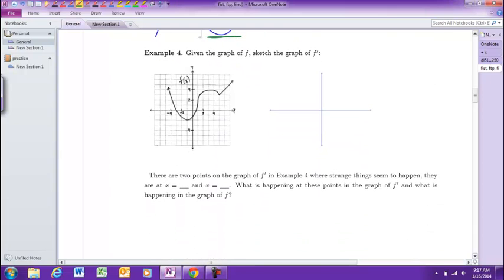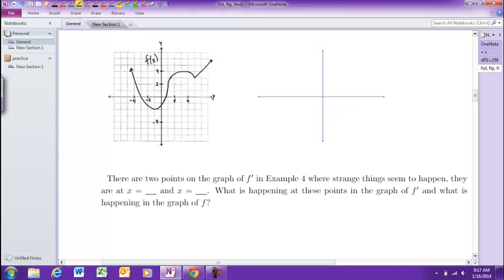All right, now example 4. It says, given the graph of f, sketch the graph of f prime. I'm going to make this a little bit larger for us. The idea here is that there are a lot of correct answers. I'm going to start by putting in some x values here that correspond to what I've got over there. So -4, -2, here's 1, 2, 3, 4, 5, 6, 7.